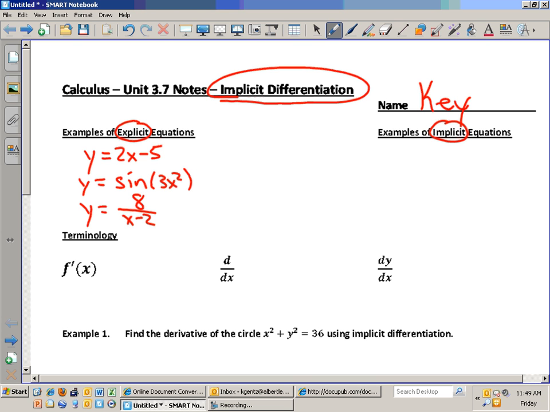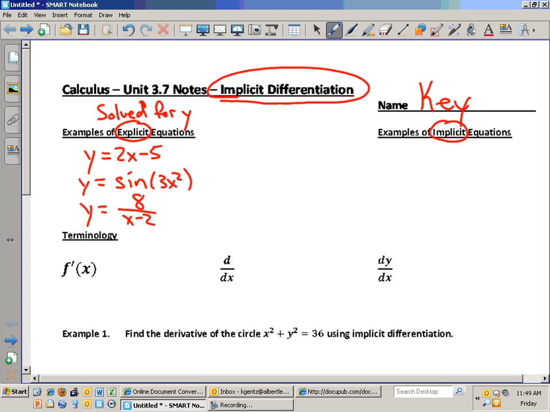Can somebody maybe identify what makes something explicit? It's y equals, right? So in other words, it's solved for y. Most of the times, these represent functions, and that's why we like to work with them. We like functions. So far we've worked with all sorts of different derivatives, but they've all been derivatives of functions. You can find the derivatives of things that aren't functions.